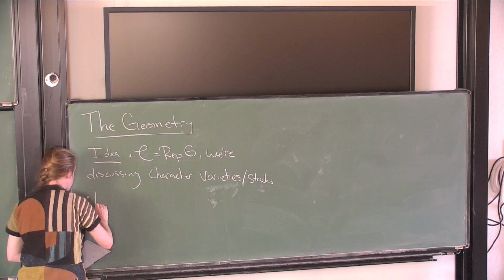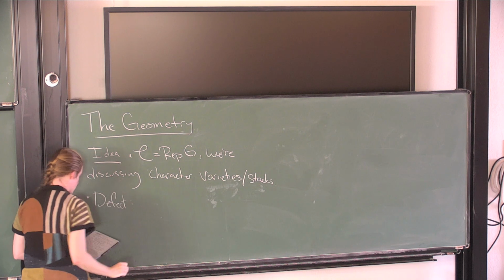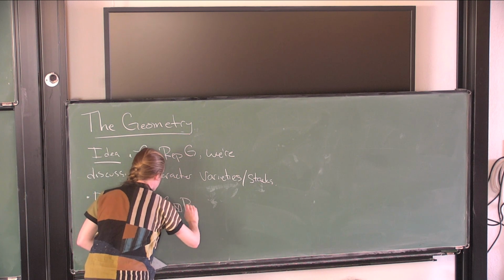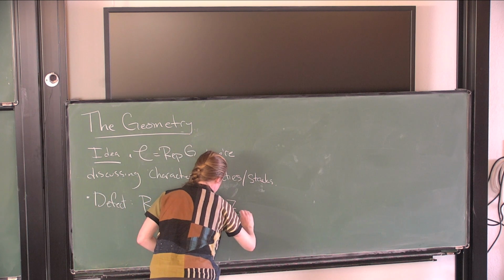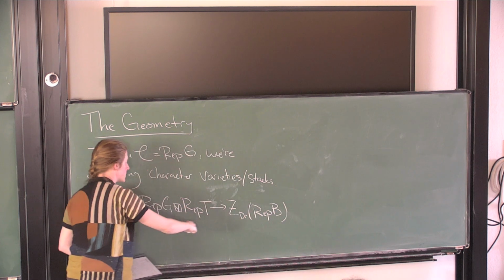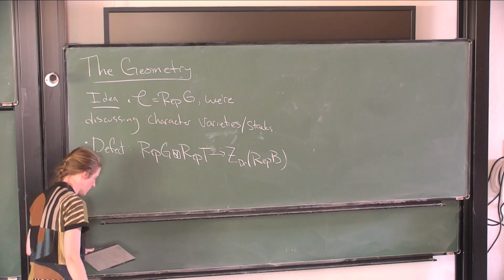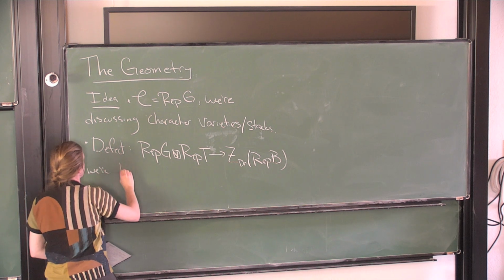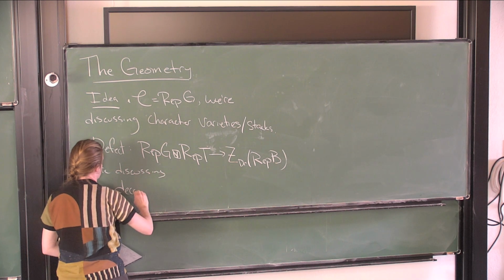And when D, the defect, is just Rep G boxtimes Rep T, going to the Drinfeld center, the Rep T. So when I introduce the defect, but I don't have any deformation parameter, I'm just working with the classical things, we're discussing what are called decorated character varieties.